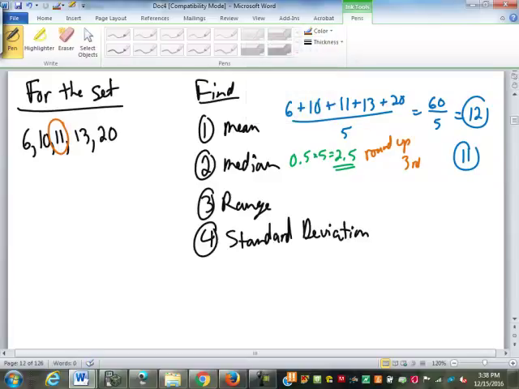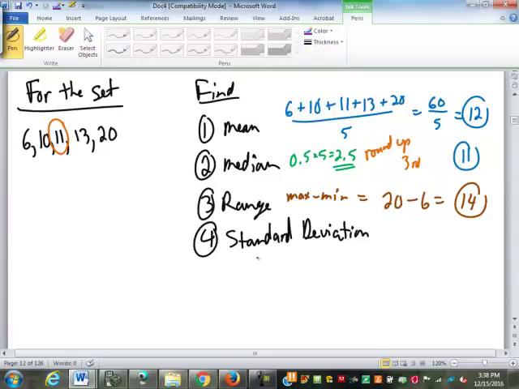How do we find the range? The range is the max minus the min. What's the largest number in this list? 20. Minus, what's the smallest number? 6. Get a range of 14.